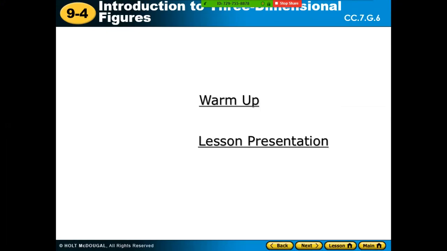In our lesson, we are going to learn Chapter 9, Lesson 4, Introduction to Three-Dimensional Figures. Let's start with the warm-up questions.